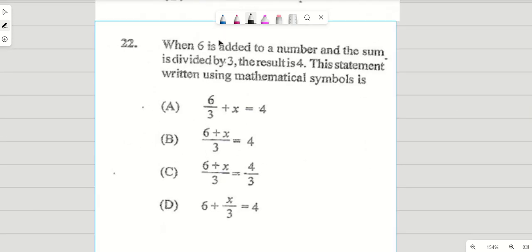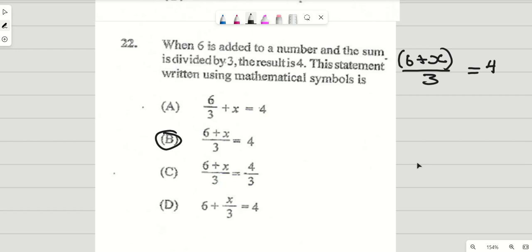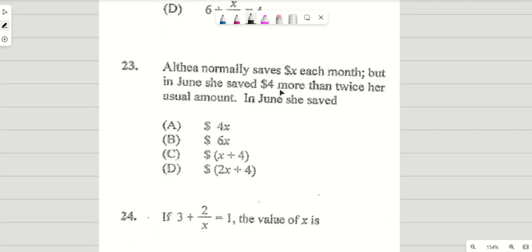Right, if we look at this, when 6 is added to a number, so let's write this, 6 is added to some number x, and the sum is divided by 3, and the result is 4. I already wrote this down, this would be 6 plus x, divided by 3, is equal to 4, which is B, your answer.